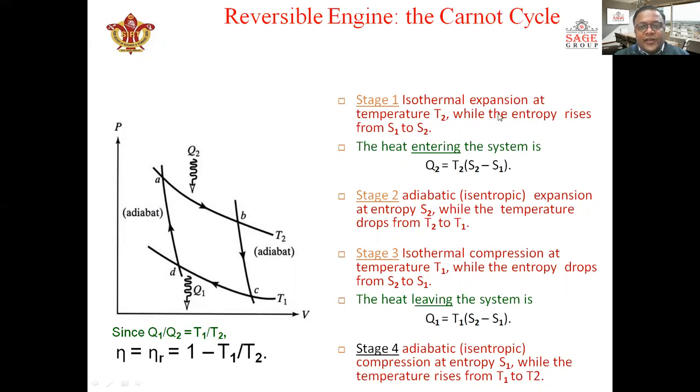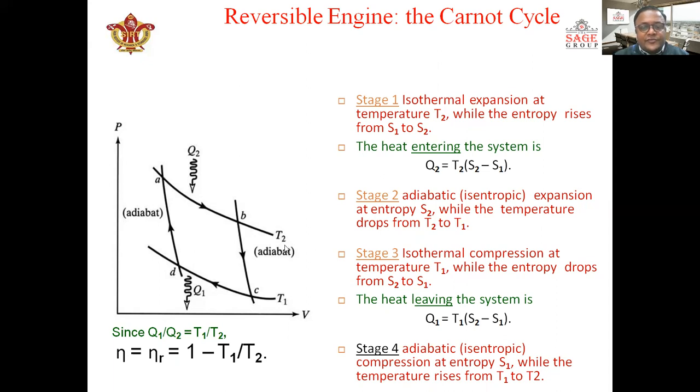Stage one is called isothermal expansion at a temperature T2, while the entropy rises from S1 to S2. In this process the heat is supplied from the source body, the entropy goes on increasing, and the heat entering the system is described by Q2 equal to T2 times (S2 minus S1). The total heat transfer is equal to the total work transfer because in an isothermal process there is no change of internal energy.